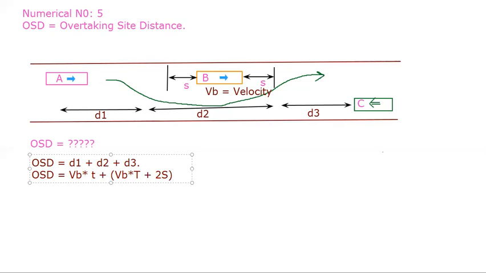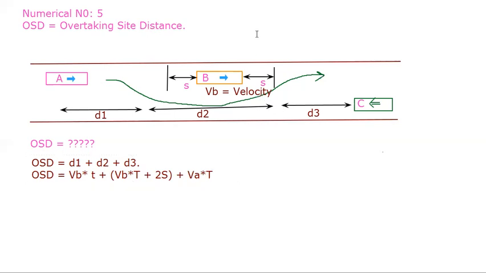Plus d3. d3 will be your velocity of vehicle A multiplied by the time required by vehicle C to come to vehicle B. And that time will be the same as the total reaction time, because in the same time when vehicle A moves to this point, vehicle C will also move to this point. So this is your general formula.